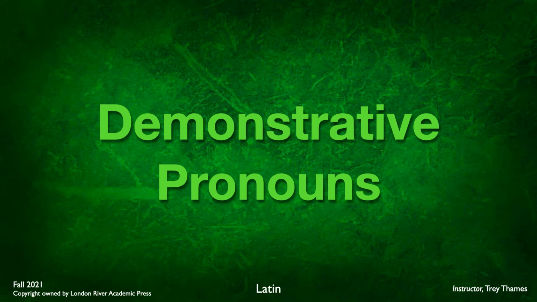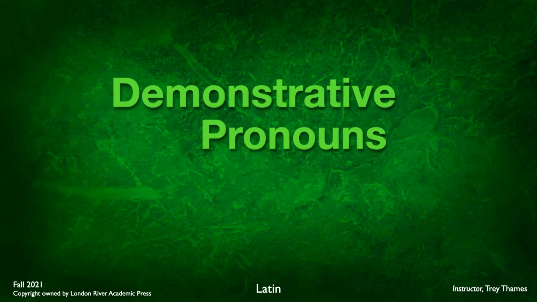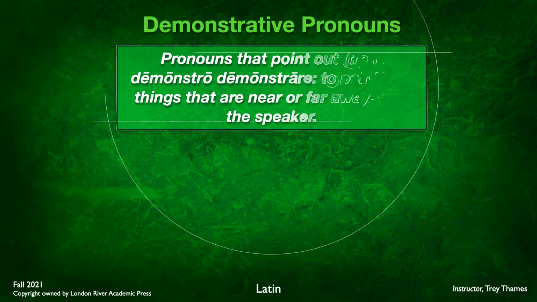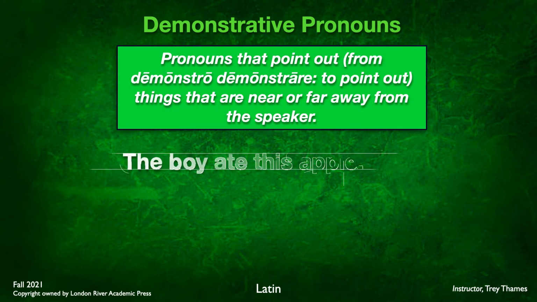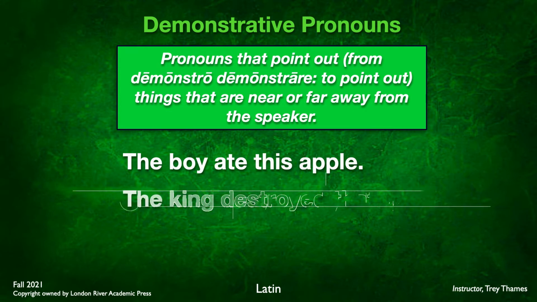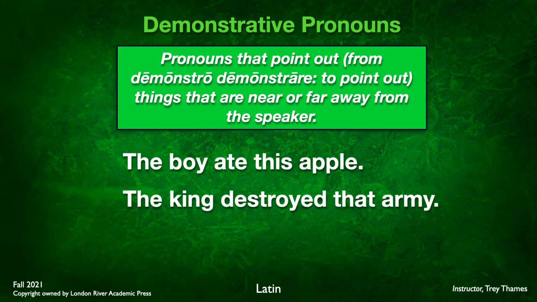A little bit of review in case it's been a while since you've done English grammar: demonstrative pronouns are pronouns that point out things that are near or far away from the speaker. We get the word demonstrate from demonstrare, which means to point out. In English, this includes words like this or that: the boy ate this apple, or the king destroyed that army. The plural of this would be these, and the plural of that would be those.